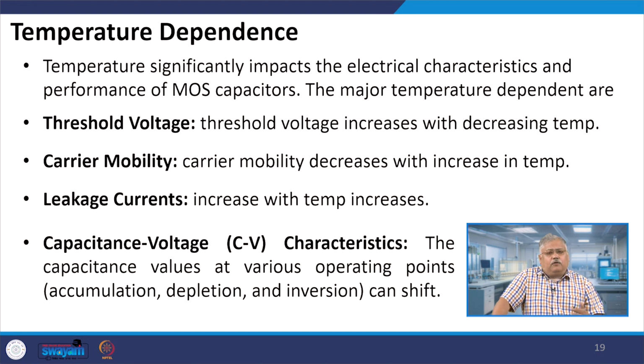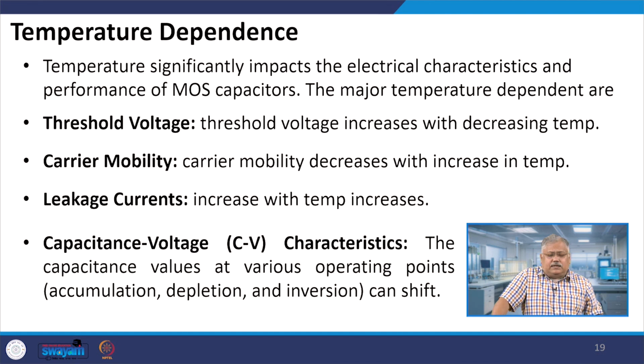Very simple and straightforward. Why? Because as you increase the temperature, there will be more scattering of the charge carriers because the thermal energy increases, and therefore the mobility starts to decrease. The leakage current increases because a large number of EHPs are being generated, and that is also true for threshold voltage.